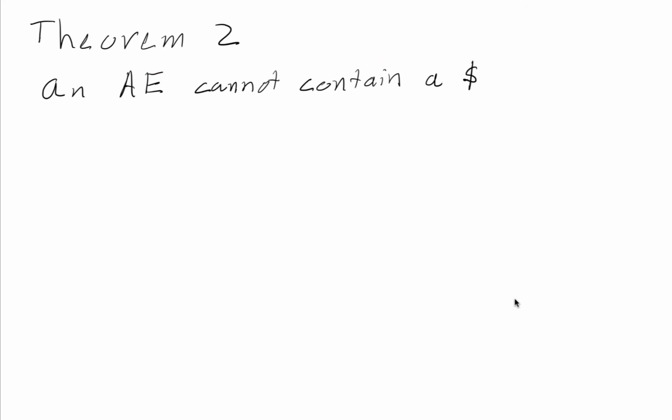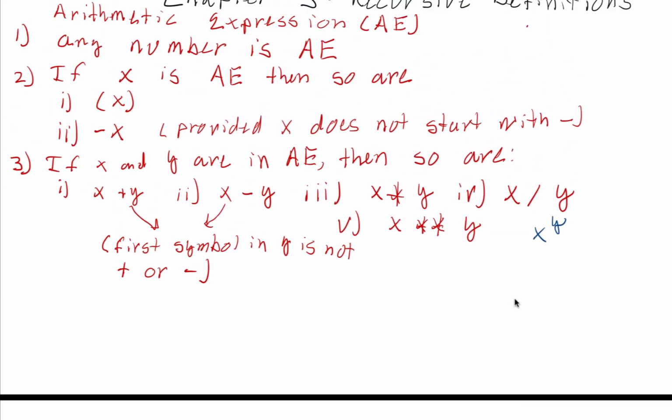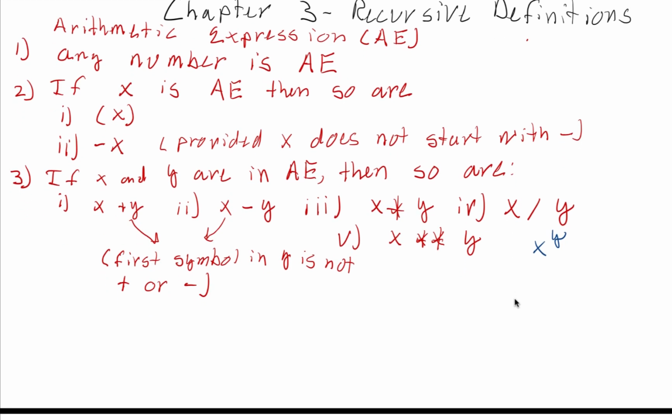So if you read through the proof, it basically says, well, a number does not have a dollar sign in it, so that can't introduce a dollar sign into the language. And then in rule 2, there are no dollar signs inside of the language in the syntax, so they can't introduce a dollar sign. And in rule 3, once again, there are no dollar signs in any of the rules that can introduce a dollar sign into it. Therefore, there's no way to get a dollar sign in an arithmetic expression.